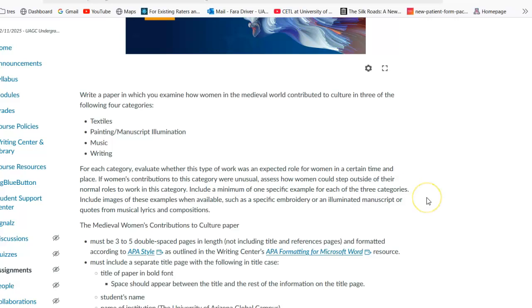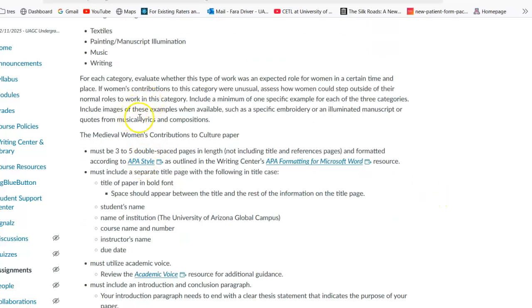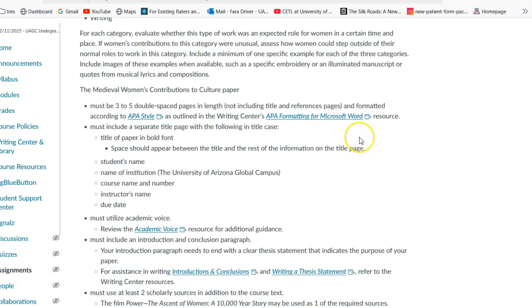And when we go to the rubric in just a second, this will explain to you why you needed a specific woman or at least a specific piece of art from each of those categories. Include images of these examples when available, such as a specific embroidery or an illuminated manuscript or quote from musical lyrics and compositions. Okay, so that gives you what you're going to see in the rubric in just a second.